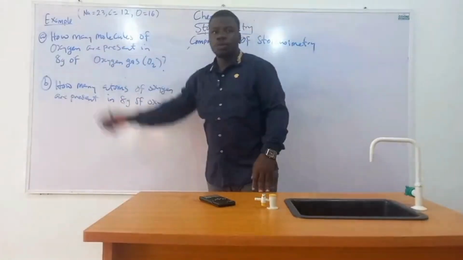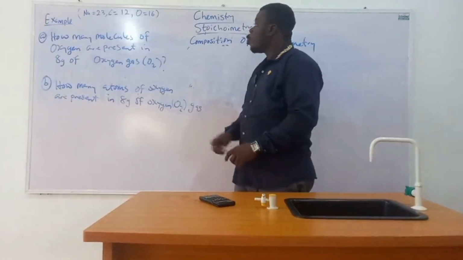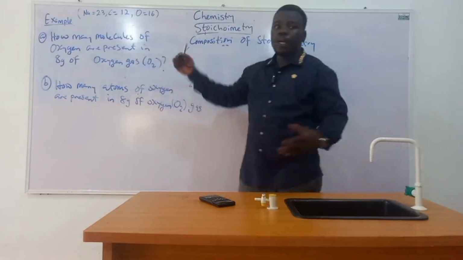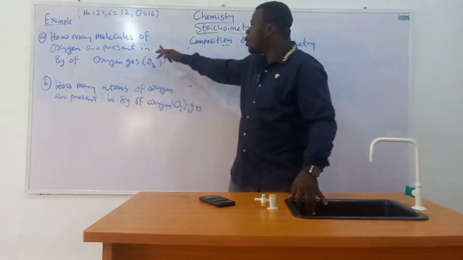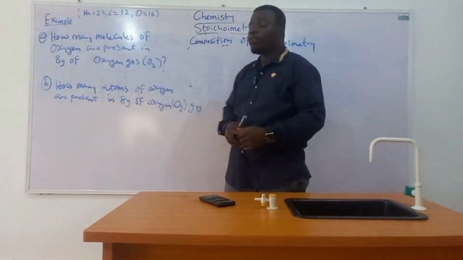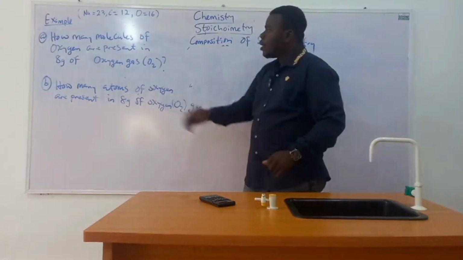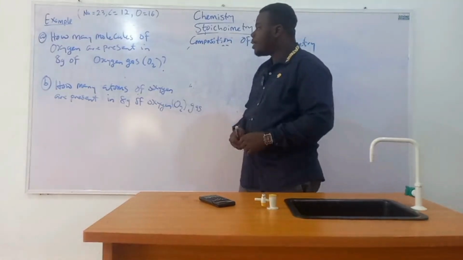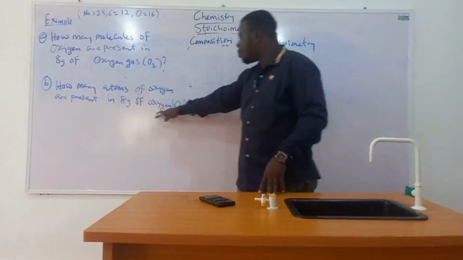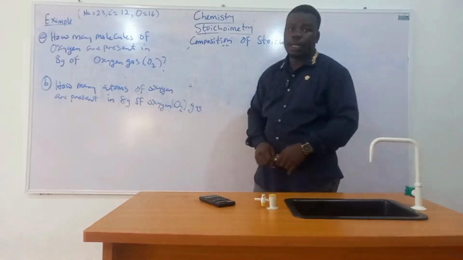Here are 2 questions for composition of stoichiometry. So the first one says, how many molecules? Molecule is the same thing as mole. How many molecules of oxygen are present in 8 grams of oxygen gas? Then B says, how many atoms of oxygen are present in 8 grams of oxygen gas as well?